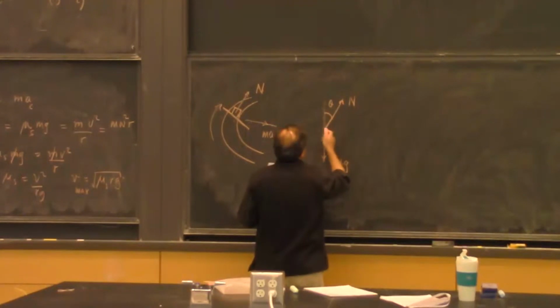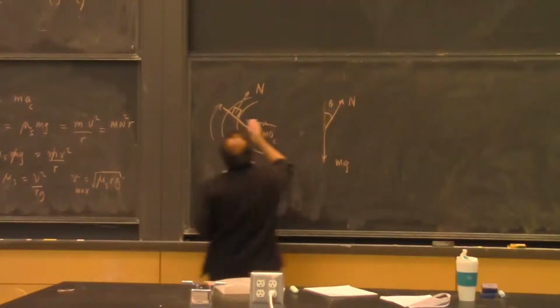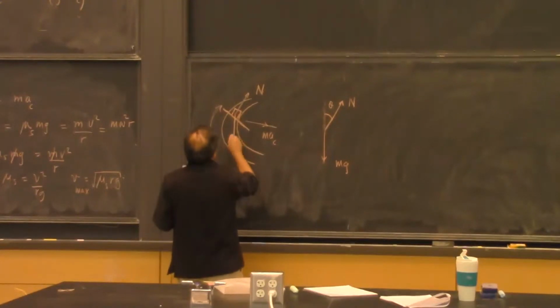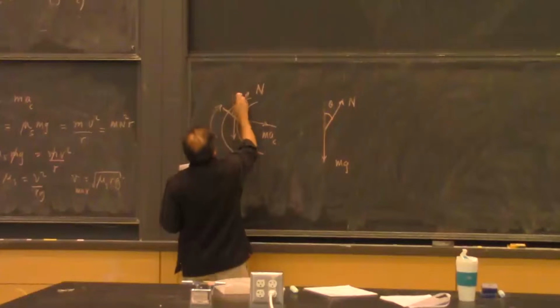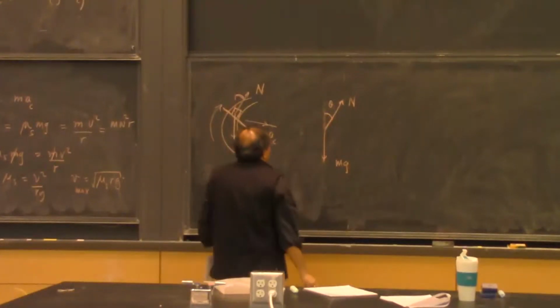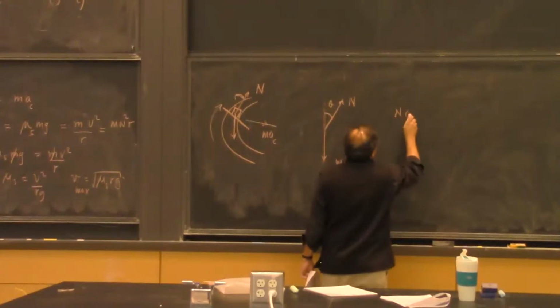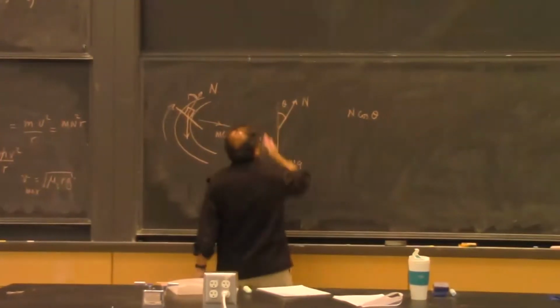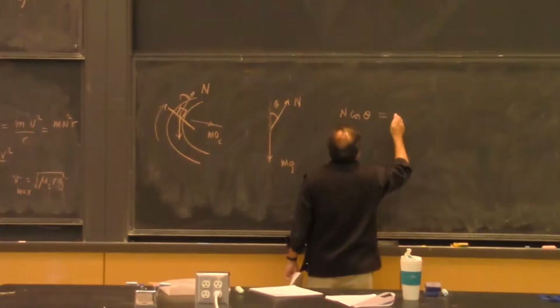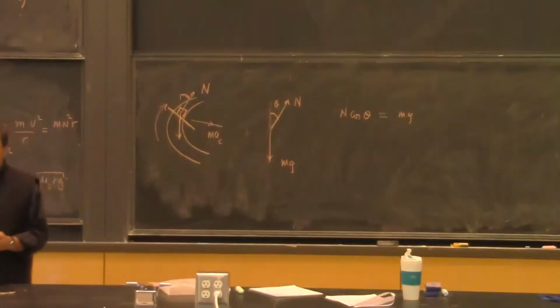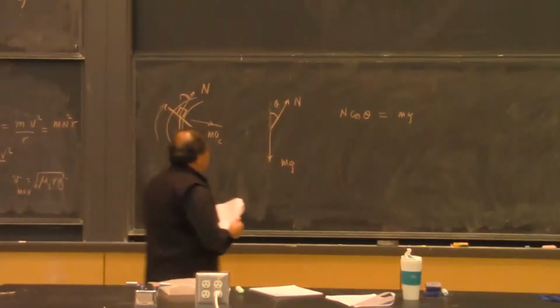Observe how I am drawing the angles. So n is that way, mg is vertically downward, right? And this angle here. So clearly, I can immediately see that n cosine of theta, which would be the vertical component of n, must be equal to mg. So that's an equation that I can immediately get by staring at the free body diagram that I have drawn. So n cos theta is equal to mg.